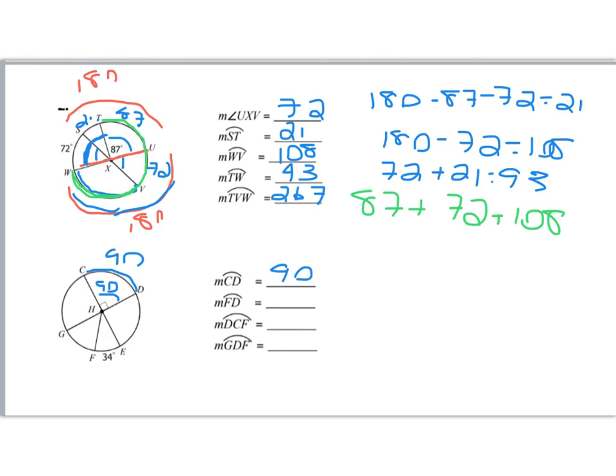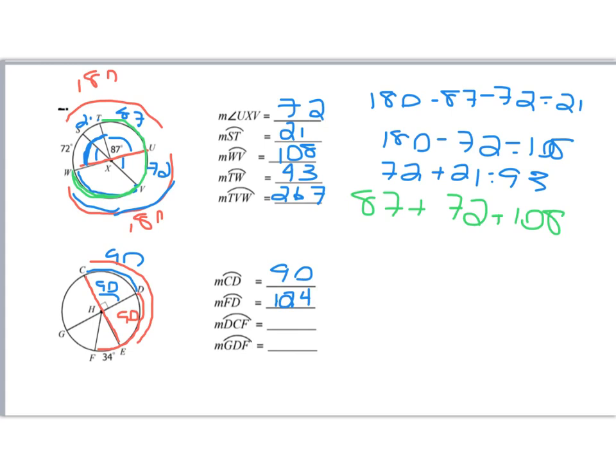Okay, so take a look right here. That's a diameter. So this whole thing is 180, so that means that's 90. So if we want to find FD, we just go 90 plus 34, which is going to give us 124.